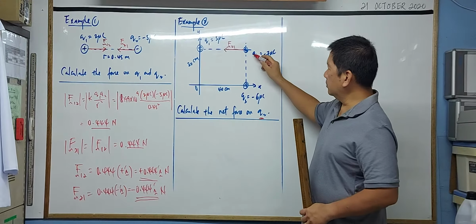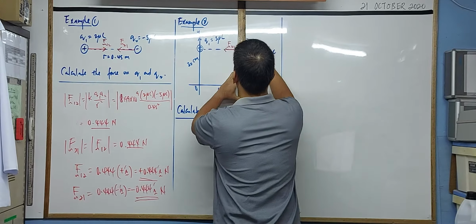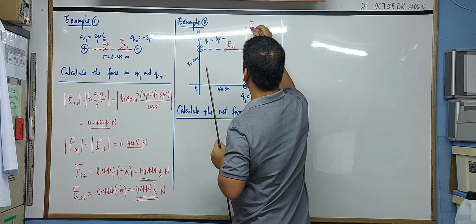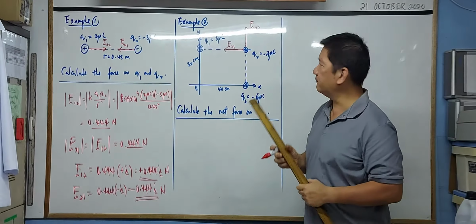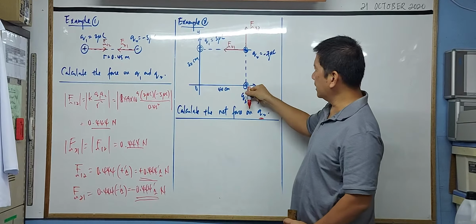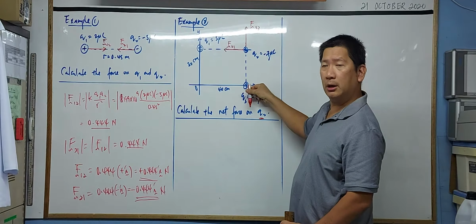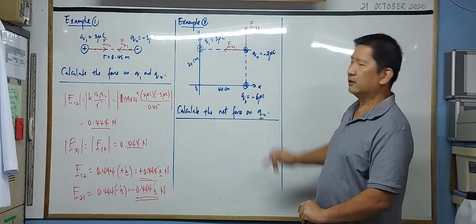Next one is Q2 and Q3. Negative, negative, repel. Okay, so that means Q2 will be repelled away, and this is labeled as F23. But we also know that other than this, there is another force here, which is F32. But we are also not asked about Q3. So we don't draw that force.